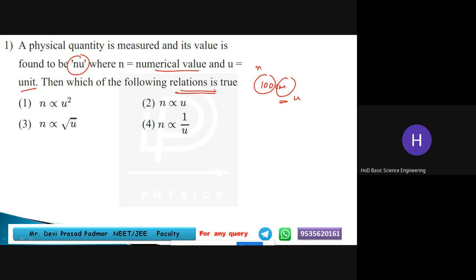So this is a general concept. You have n into u, that is always constant, or we can write n is inversely proportional to its unit. For example, 1 meter is equal to 100 centimeter, right? So this 1 can be written as n1, and meter is the unit, therefore u1. Then what about this 100? That is one more number, n2, and one more unit, u2.